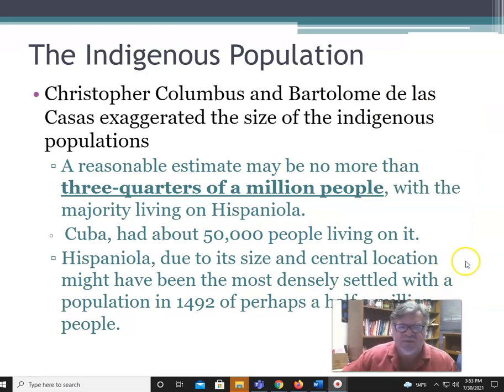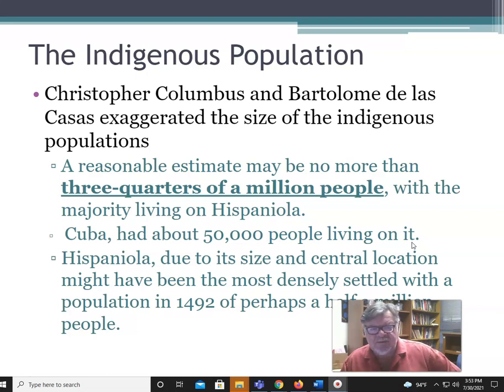Christopher Columbus and Bartolome de las Casas both kept journals at the time, eyewitness accounts, and they both exaggerated the size of the indigenous populations. Bartolome de las Casas probably for activist reasons, trying to emphasize his points about the damaging effects of the presence of the Spanish on the indigenous population.